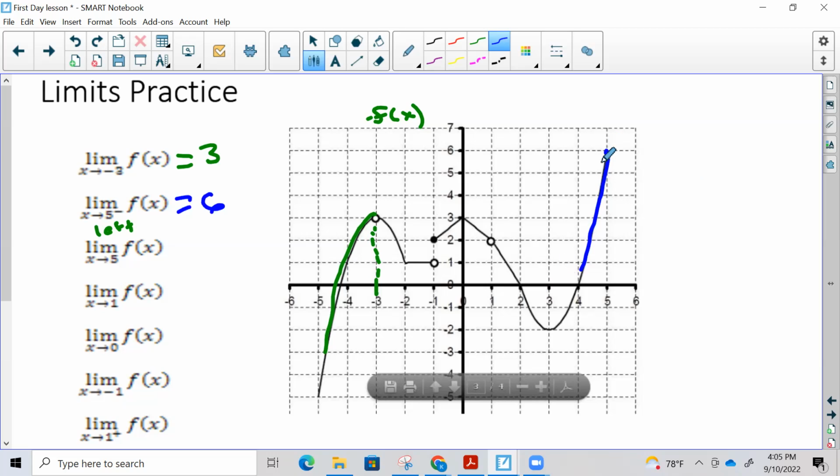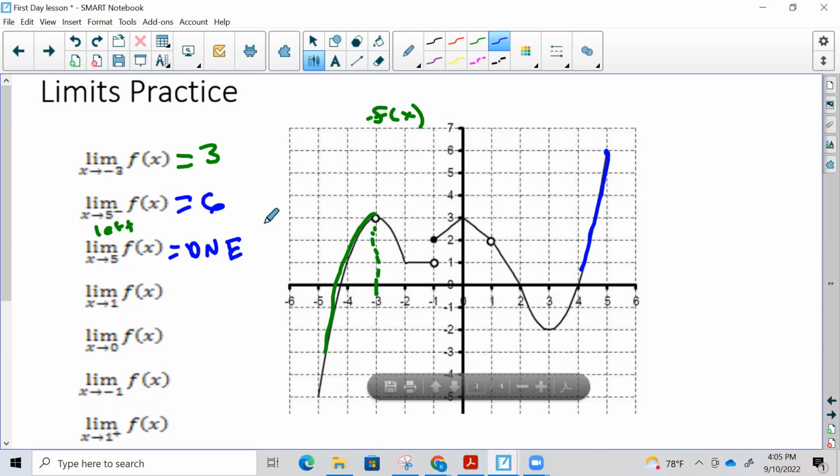Okay, and this one we could only do the left. There's no function on the right. So again, that would be does not exist if it asks for the limit as x approaches 5, which is right here. Well, there's nothing coming from the right. So again, this does not exist, because there's no right-hand limit, so it can't equal 6.